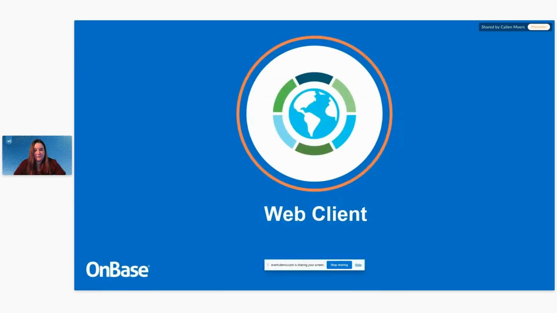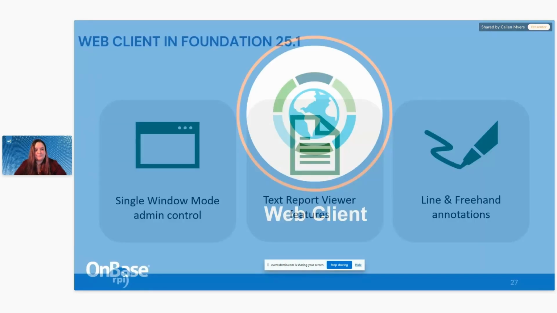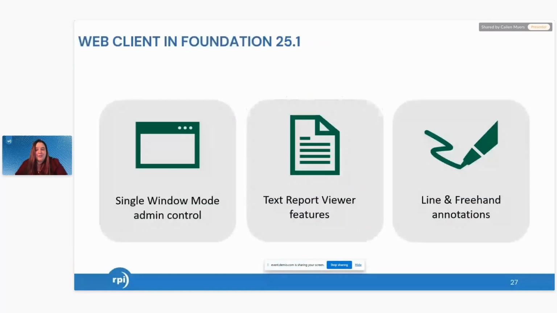Next up is our OnBase web client. This is a very important client to review. Hyland is working on making the web client more feature-friendly and functional for our end users. We have three major areas of enhancements: single window mode admin control options, text report viewer features, and line and freehand annotations.